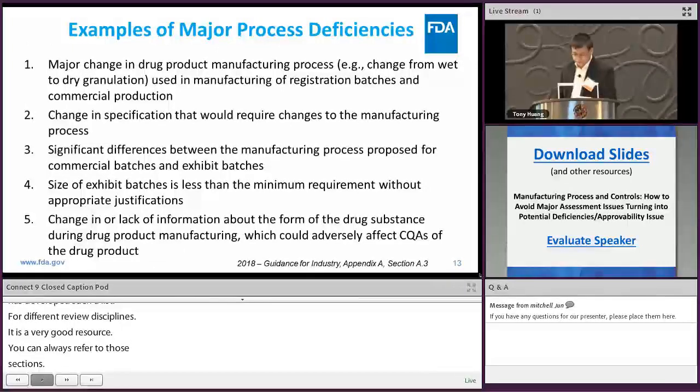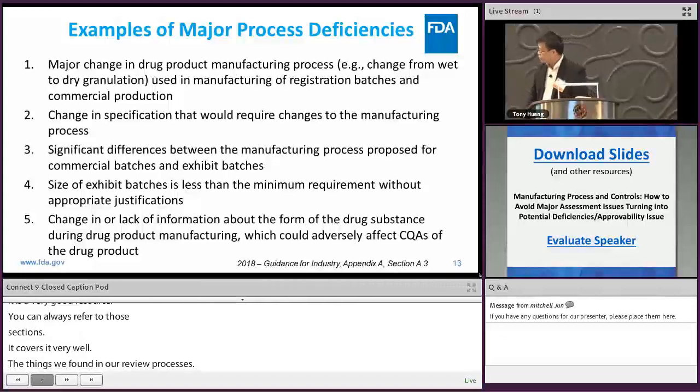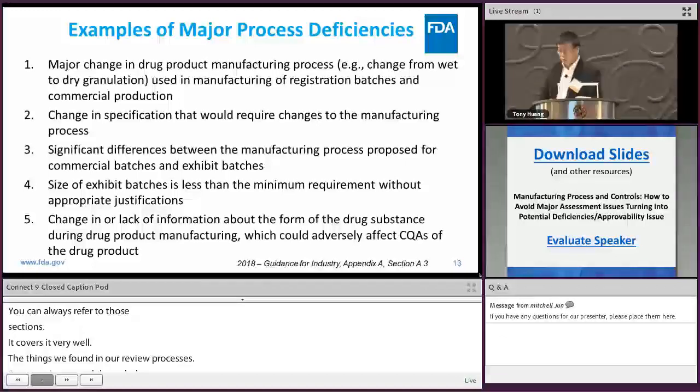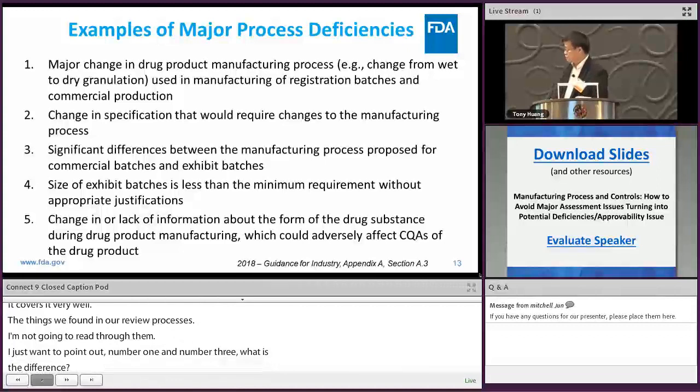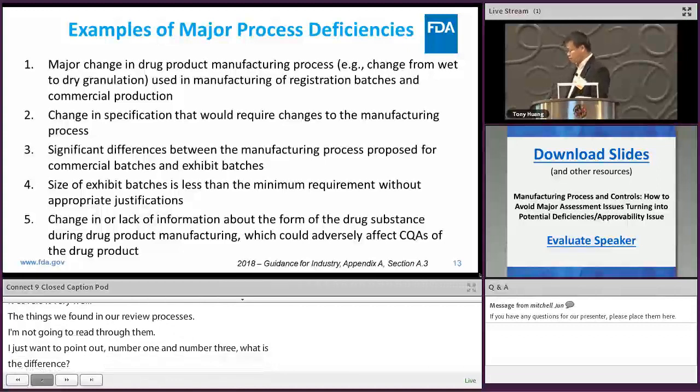Number one is, I'm not gonna read through them. Just want to point out, you might be confused about number 1 and number 3. What is the difference? One is a major change in drug product manufacturing process. The 3 is significant differences between the process proposed for commercial batches and exhibit batches.